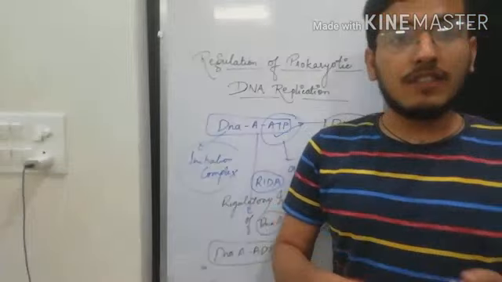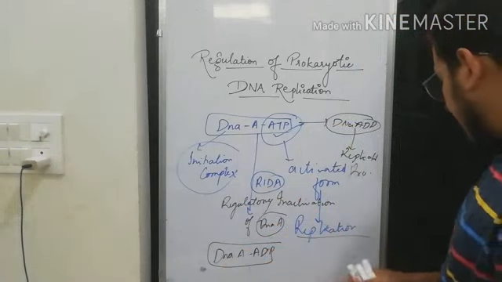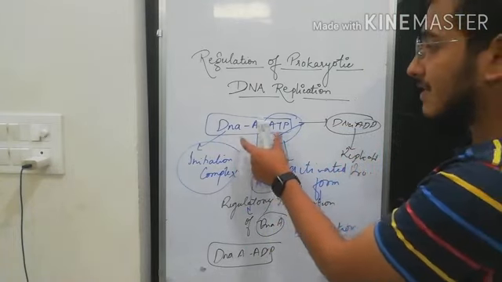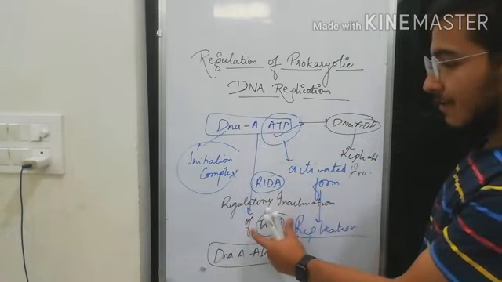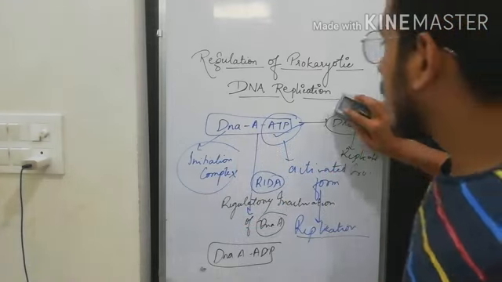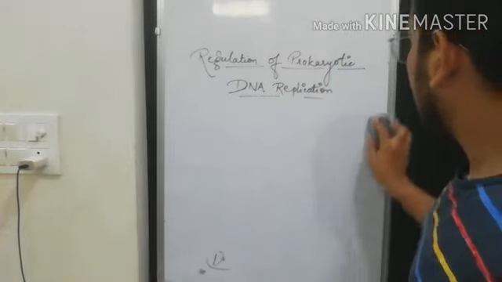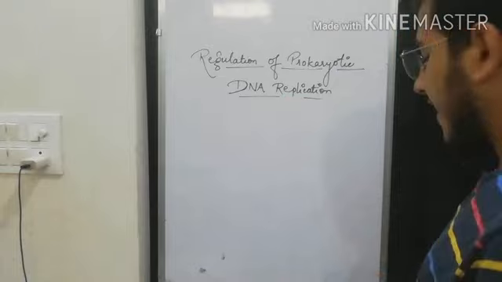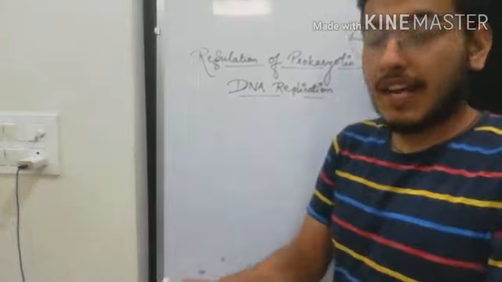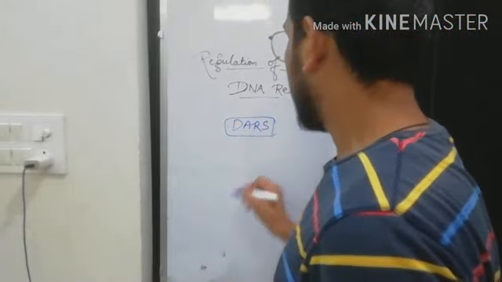So when the cell wants replication, then this enzyme will be inhibited. If this complex was formed before, that is, if the cell did not want replication earlier, it would have activated this enzyme and kept DnaA-ADP ready. But if afterwards it wants replication, then another enzyme comes which makes the inactivated complex active again, that is DARS.